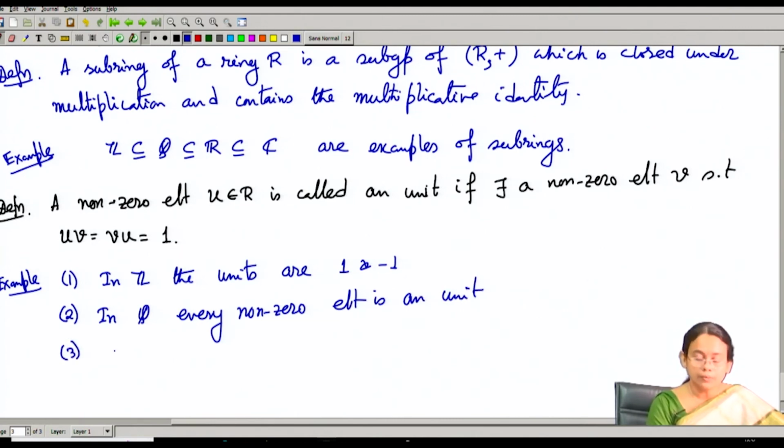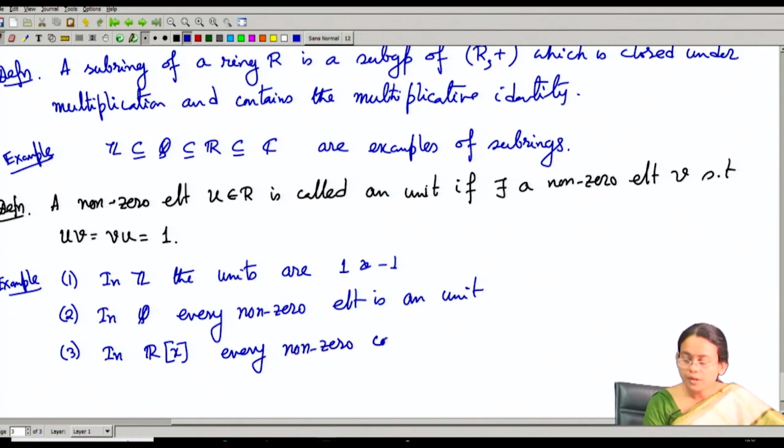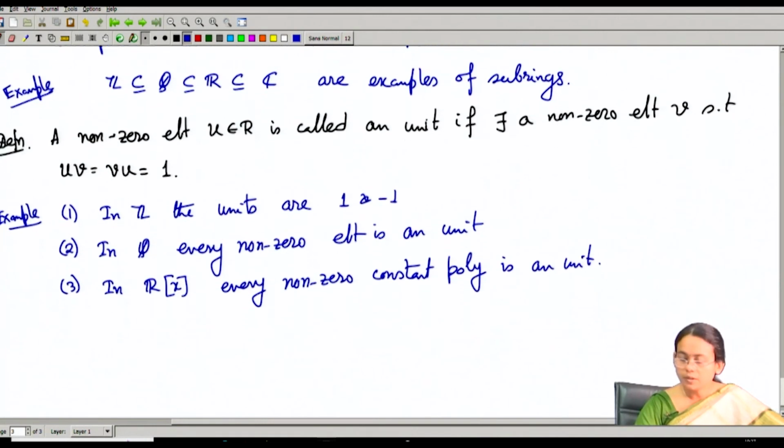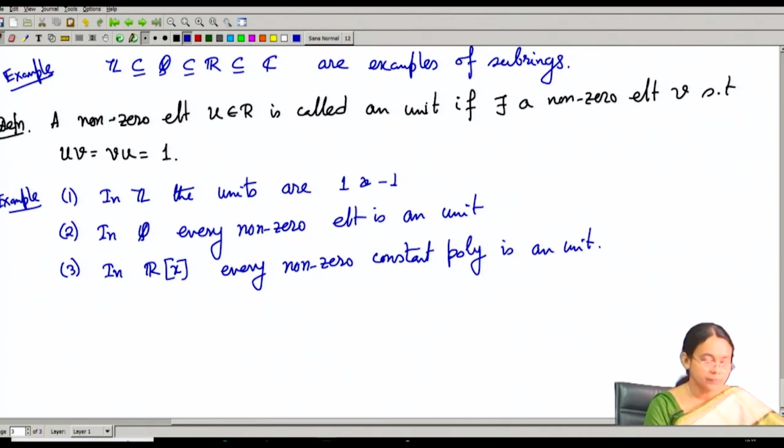As a third example, in the polynomial ring over real coefficients, which polynomials have a multiplicative inverse? Only the non-zero constant polynomials. If we consider any polynomial of positive degree, it does not have any multiplicative inverse. So, in R[x] every non-zero constant polynomial is a unit. So, we have seen a couple of examples of units in a ring.